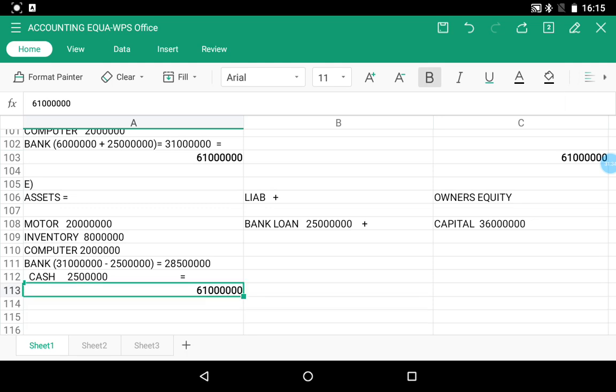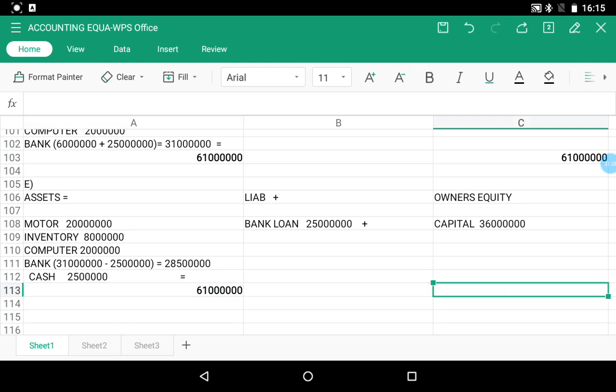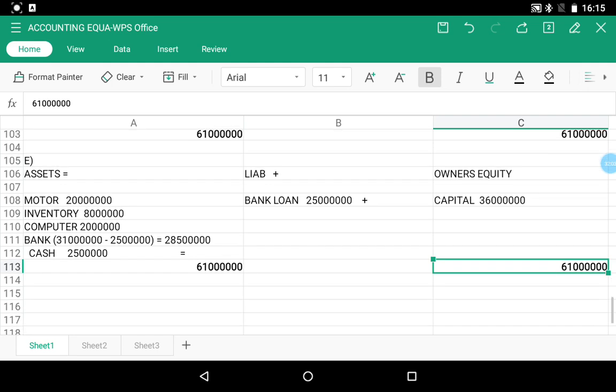When you add, it is 61 million. Then also this side, liability plus owner's equity: bank loan 25 million plus capital 36 million. Still we have 61 million. So that is our transaction E. Now we are going to another part.